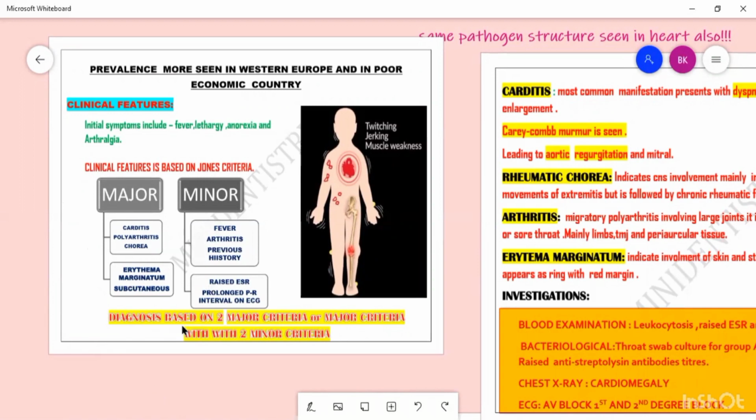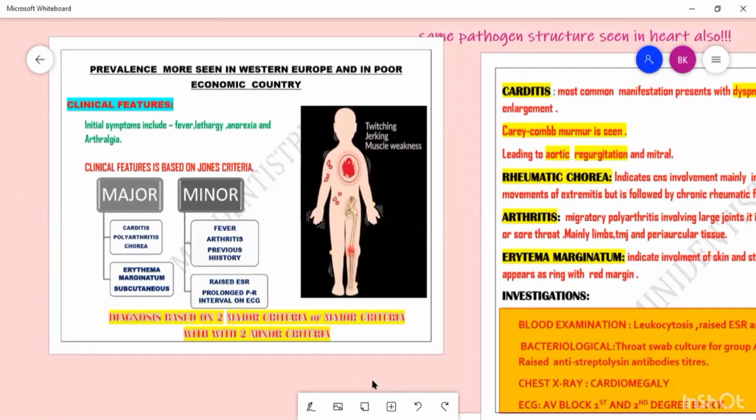So how do you diagnose? It is based on the criteria: it should be any two major criteria, or one major along with any two minor criteria, to satisfy your diagnosis of acute rheumatic fever.